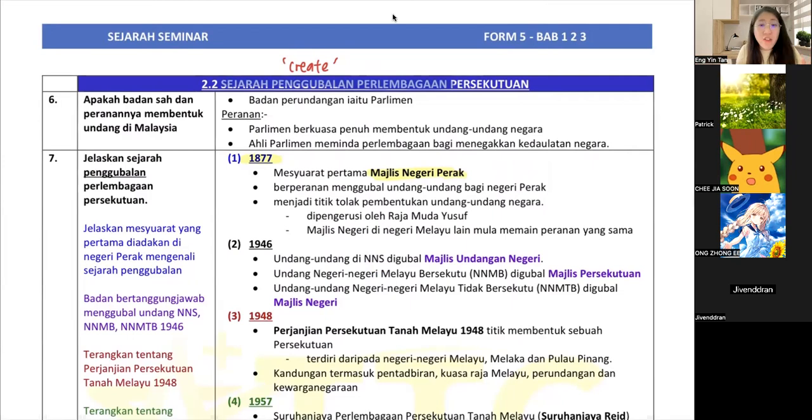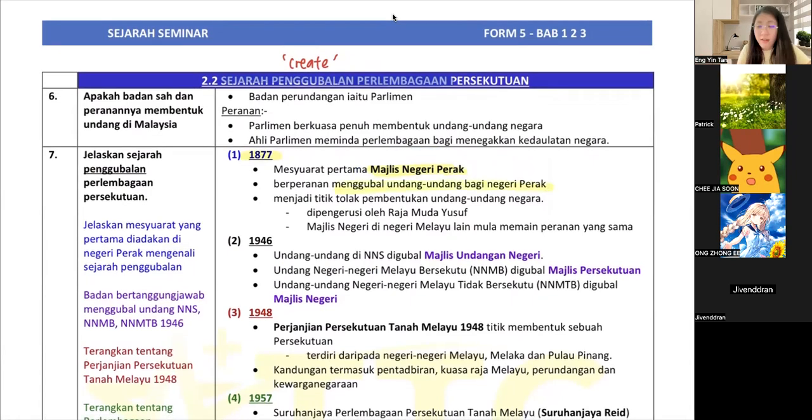So dekat sini Majlis Negeri Perak, this meeting group is only for Negeri Perak saja. See, mengubah undang-undang bagi Negeri Perak. This is the first time we start to create the law. Although it's not for the whole country, at least it's better than nothing, right? Negeri Perak.